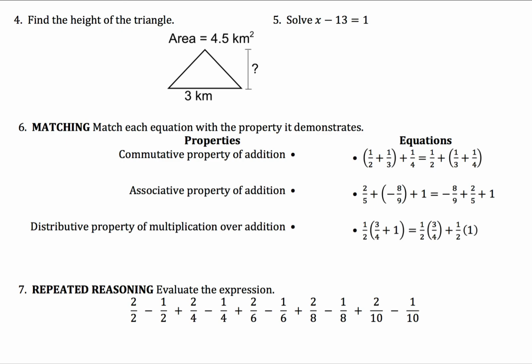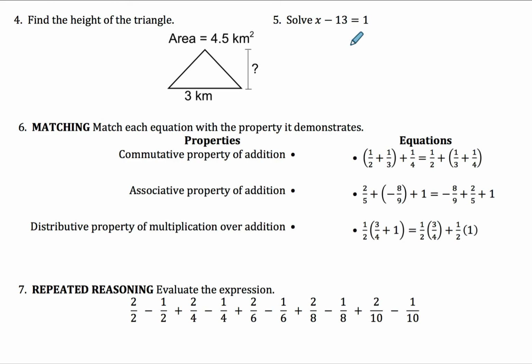Number four, find the height of the triangle. On this, 3 is the base times height, divided in half, should give you 4.5. You have to maybe work backwards a little to find this height. Number 5, solve. Okay, great.